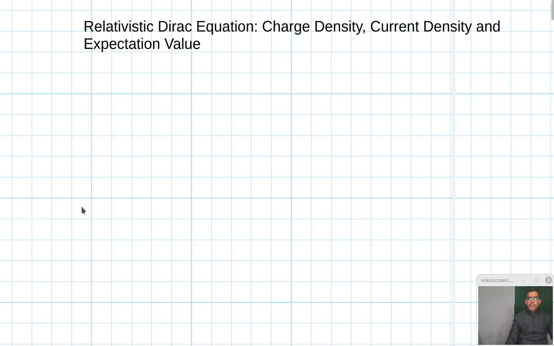So in the earlier lecture I talked about Dirac matrices. So today I am going to talk about the charge density, current density and the expectation value. Here I will try to derive the equation of continuity and then how charge density and current density look like.